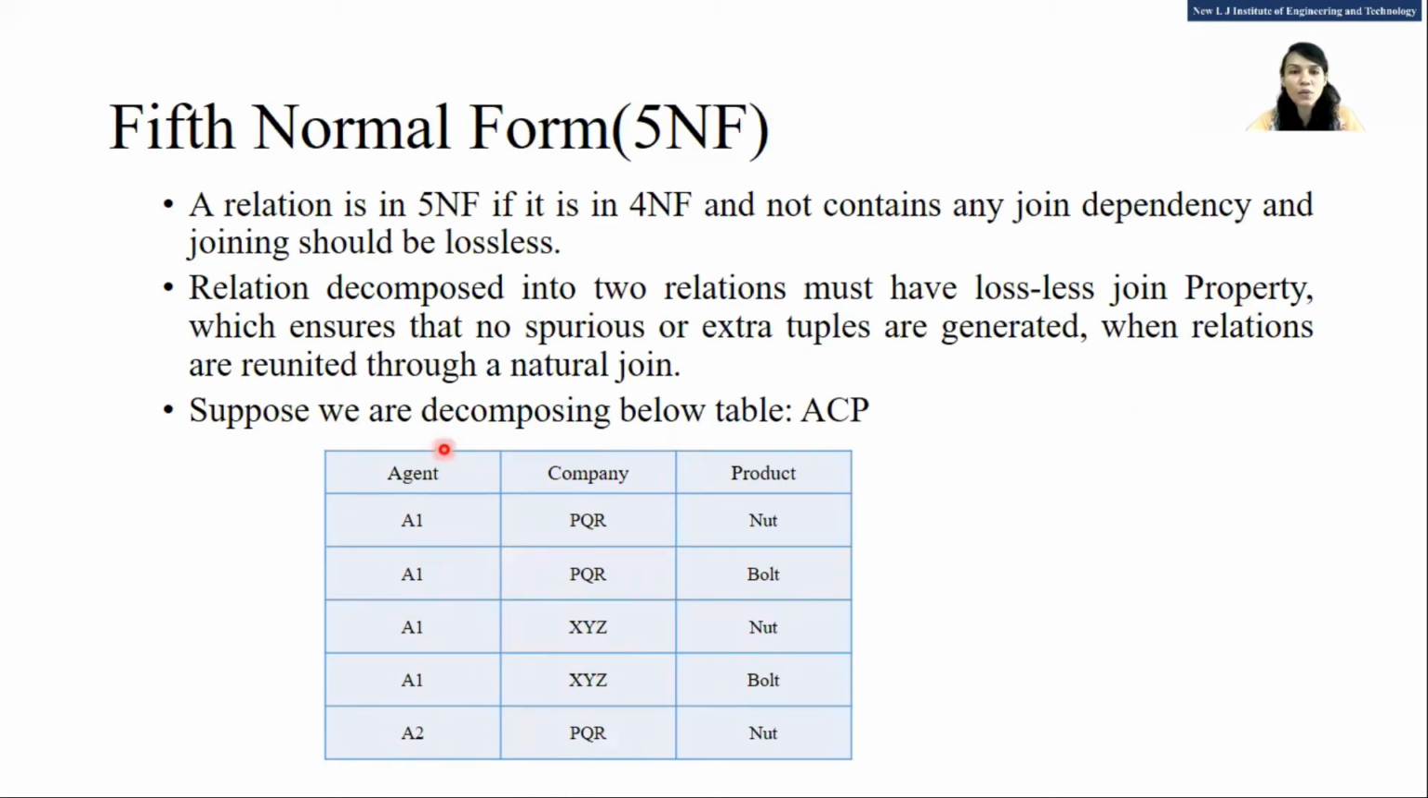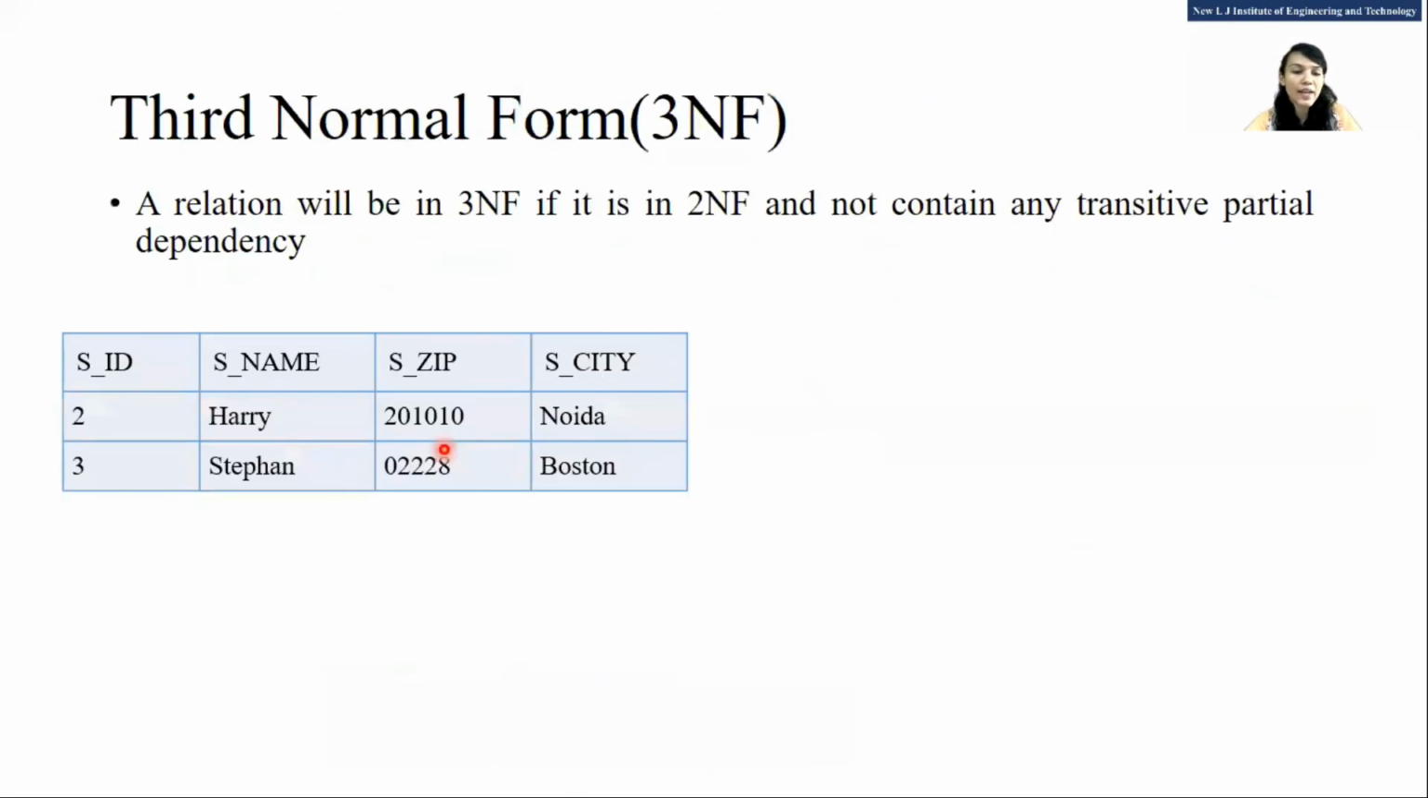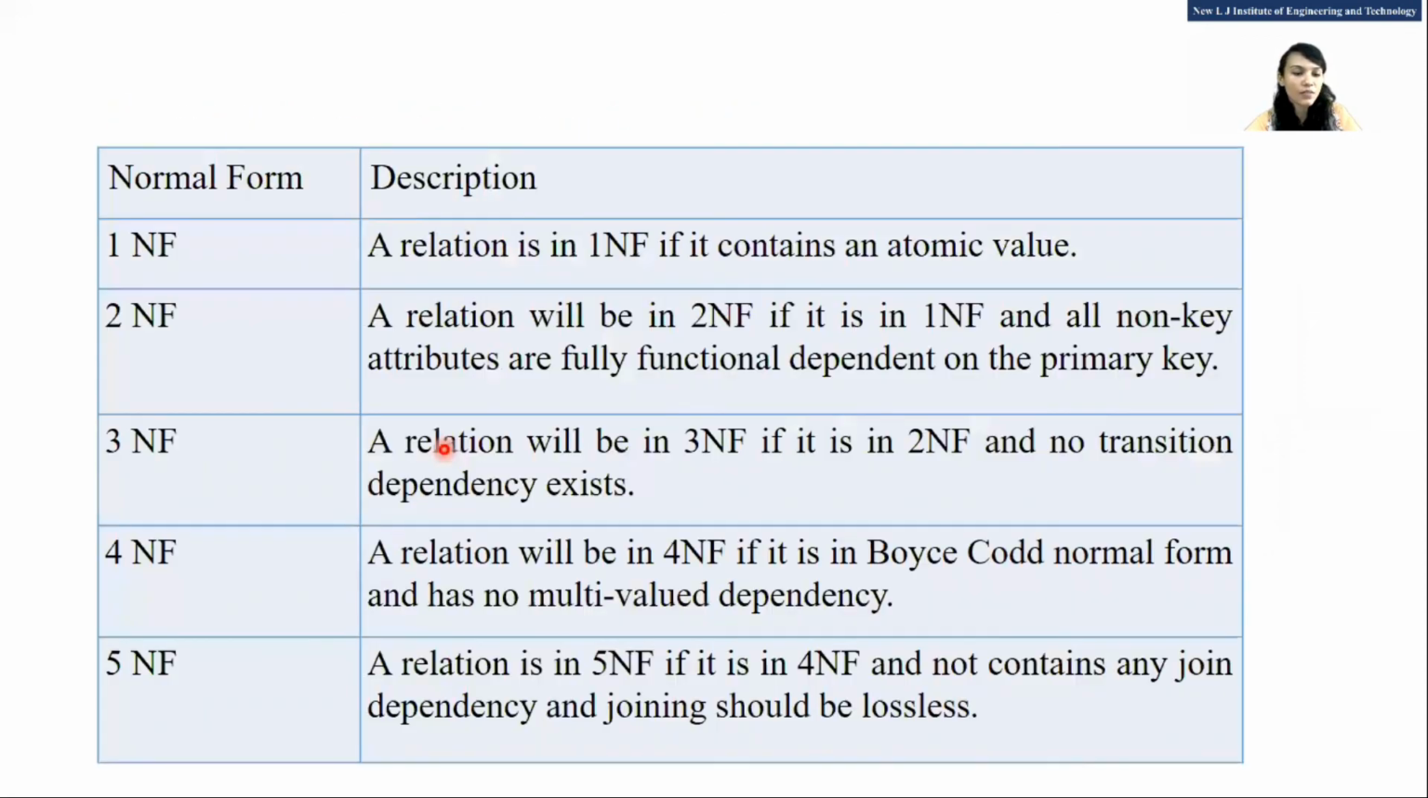So in all normal forms, we are just decomposing the table. But in the last normal form, we are checking that after decomposing, if we rejoin those tables, then we should get the same table as the original table. So this is fifth normal form. Now let's get back to that particular table which I talked about.